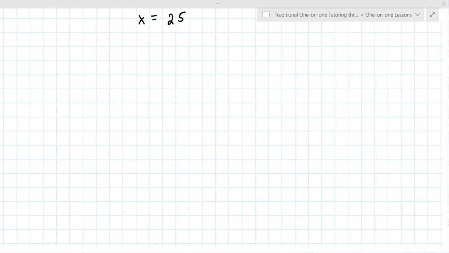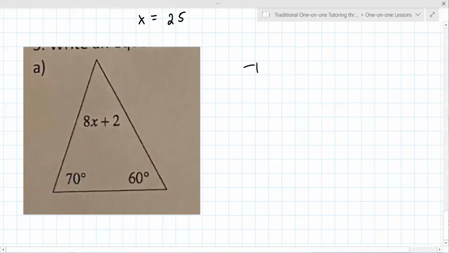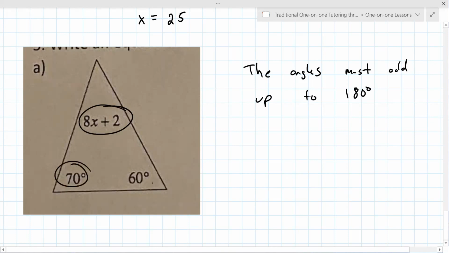So in a triangle, which is what we're looking at next, do you recall from class what the angles must always add up to? 180. Yes, you are correct. The angles must add up to 180 degrees. That means this one, 8x plus 2, 70, and 60 must add up to 180. As I mentioned earlier, there are usually two things: they either are equal or they add up to 180.